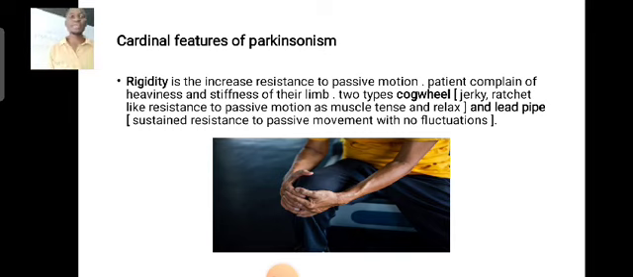When we say cogwheel, there is jerky, ratchet-like resistance to passive motion. The muscle is tense and relaxed. When we talk about lead pipe, it differs from cogwheel in that there is sustained resistance to passive motion.